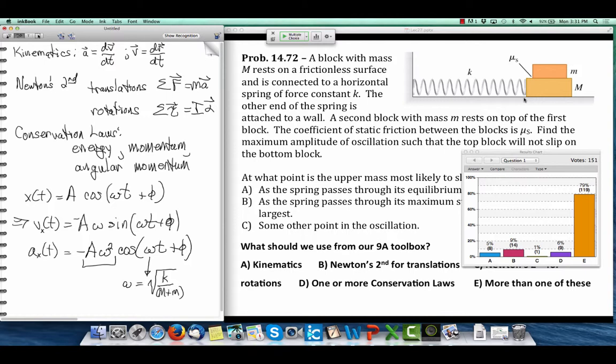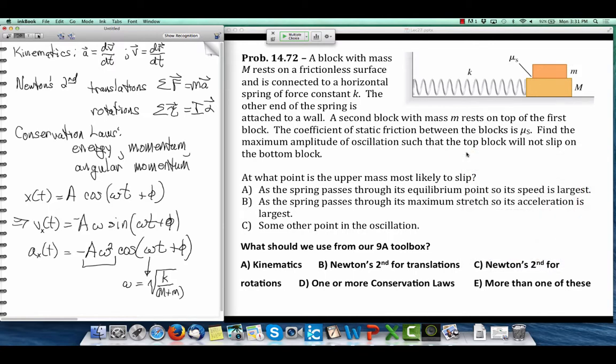Okay. Any questions about that? I think we've gone over it enough. At what point is the upper mass most likely to slip? I think I already said that at its maximum stretch is where the acceleration is the largest, and that's the most likely place to slip.